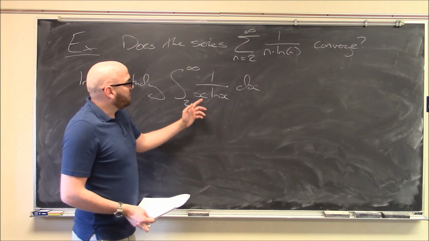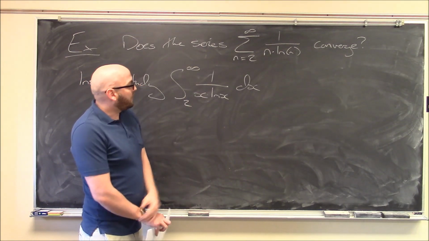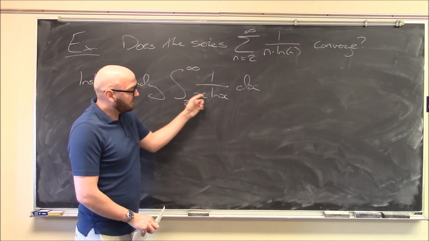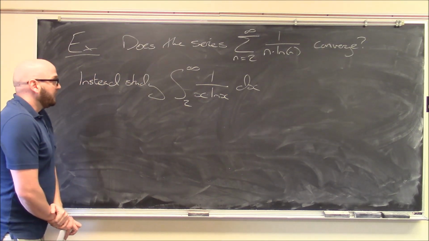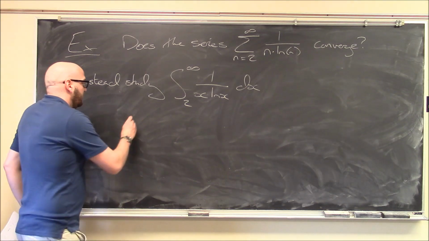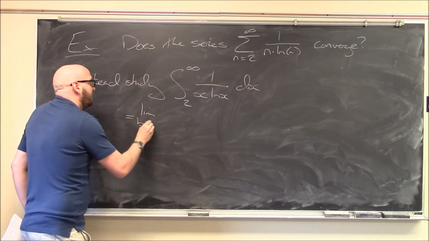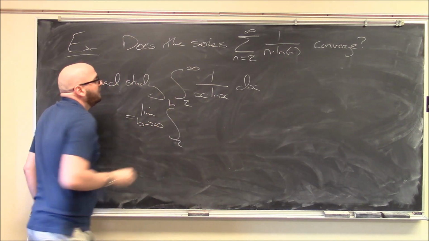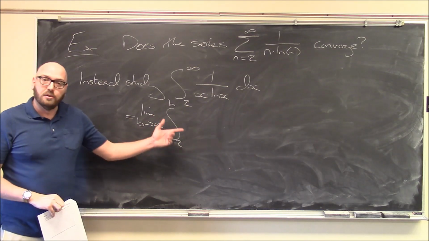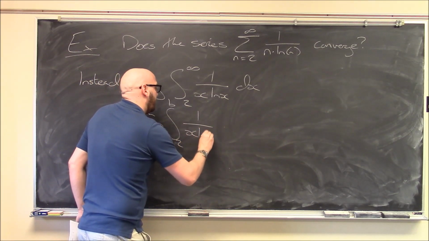I will very quickly point out that this is indeed a continuous function. It's always positive, and it is indeed decreasing as x gets bigger. This function is getting smaller. So the integral test does apply here. And let's see, we're going to study this. So it's improper. First thing I'll do is replace that upper bound with b, and take the limit as b goes off to infinity of 1 over x ln of x dx.